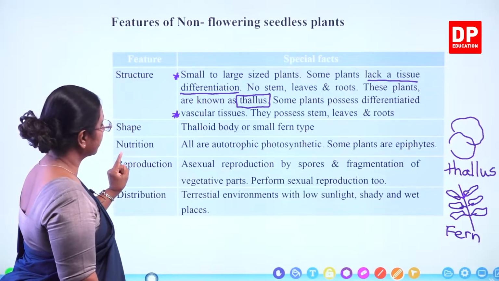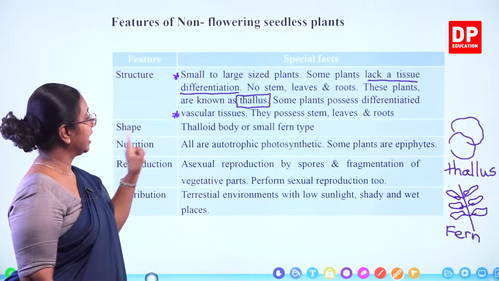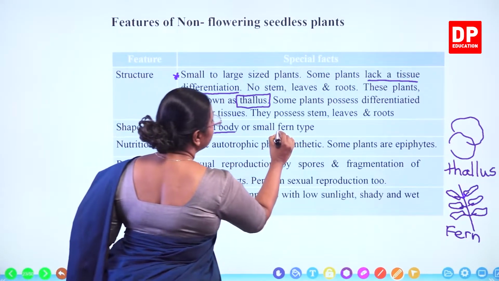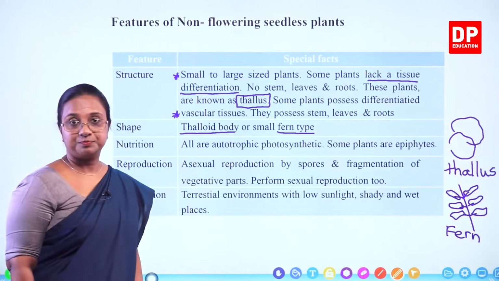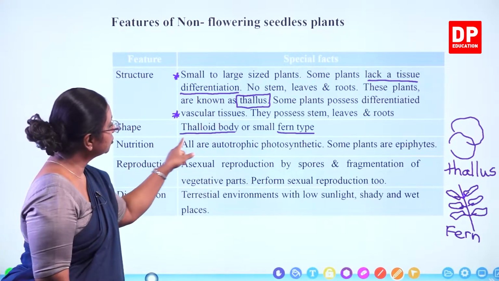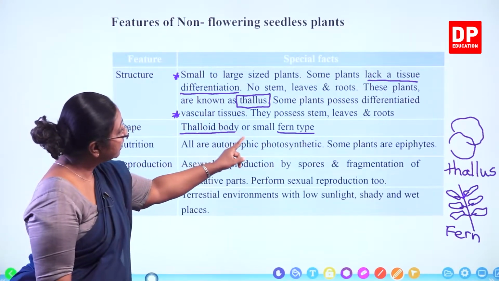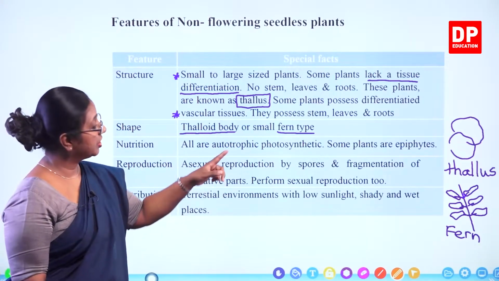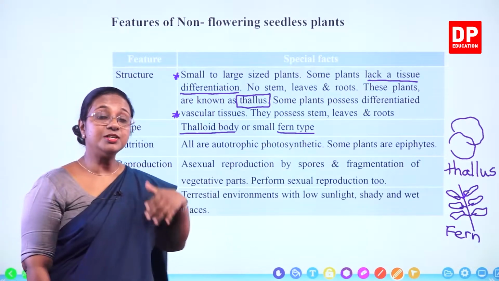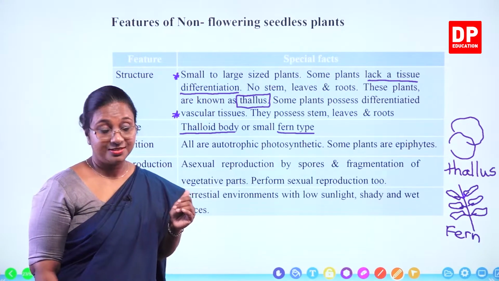From the structure, if you look at the shape, they have either thalloid body shape or fern type body shape. No tissue differentiation, thallus, so thalloid body form. Then if they have tissue differentiation, they are fern type plants. And those can be small ferns or large ferns.